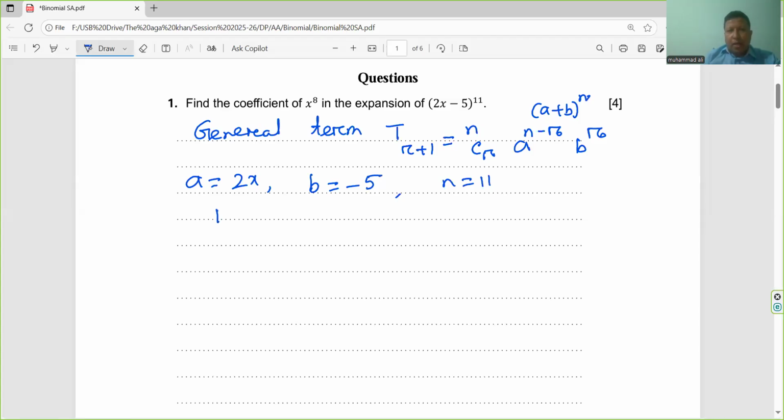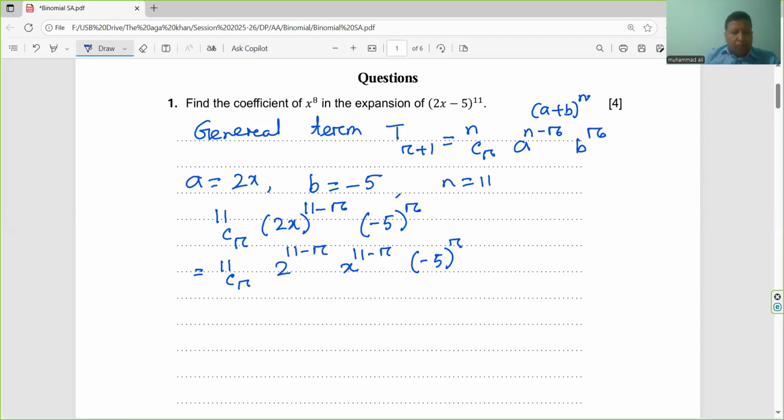So we have to write here 11CR. Instead of A, we write 2x whole to the power 11 minus R. Instead of B, we write minus 5 to the power R. So if we simplify, we'll get 11CR, 2 to the power 11 minus R, x to the power 11 minus R, and minus 5 to the power R.